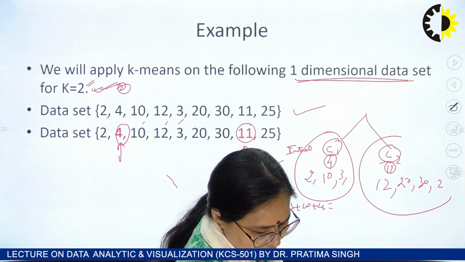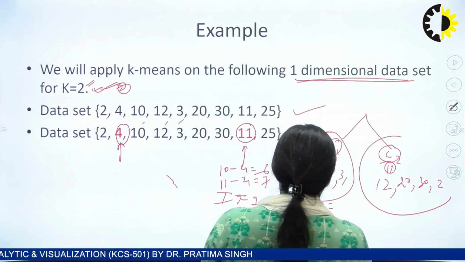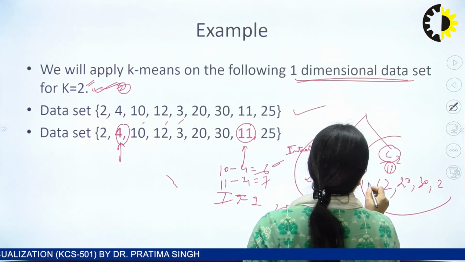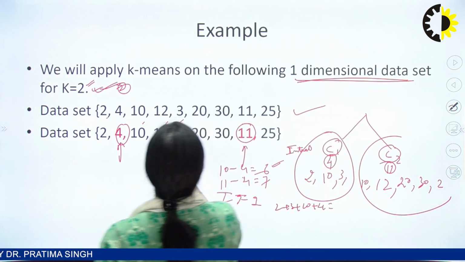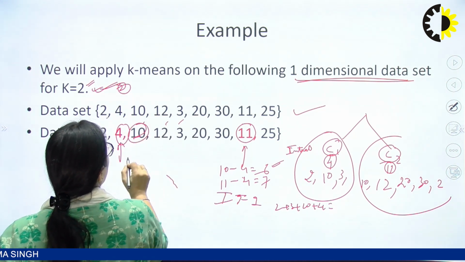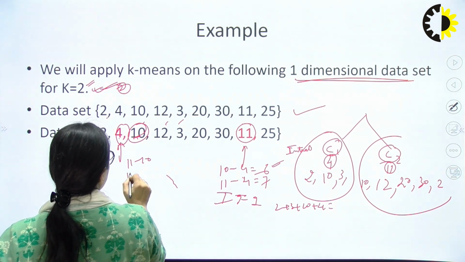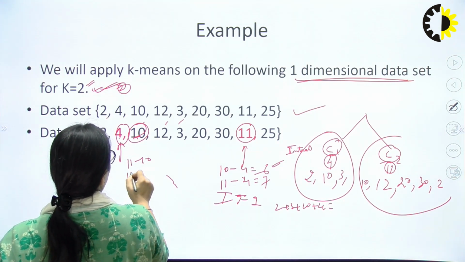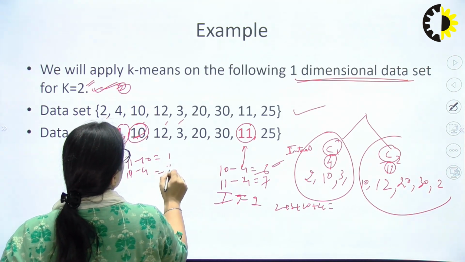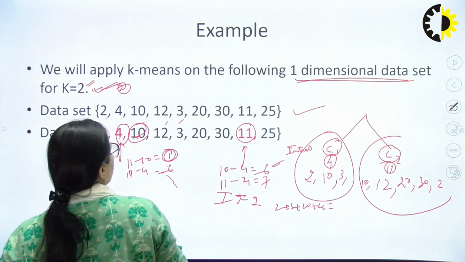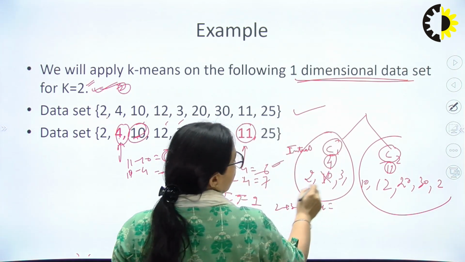That I've already calculated, I guess. 10 will come this side. It was my mistake. 10 and 11. Let's check for 10. 11 minus 10, and 4 minus 10, or 10 minus 4. So this is 1 and this is 6. So 10 will come this side. So I was wrong over here. 10 will come this side.